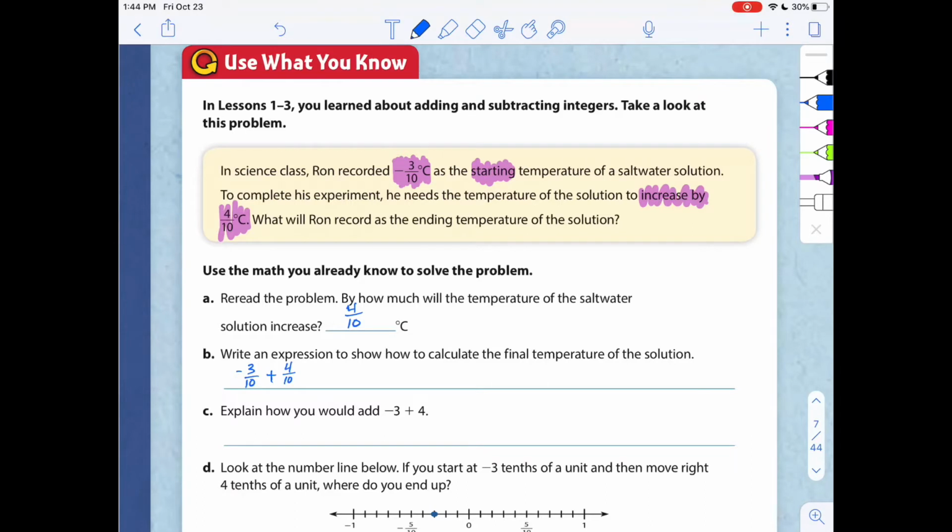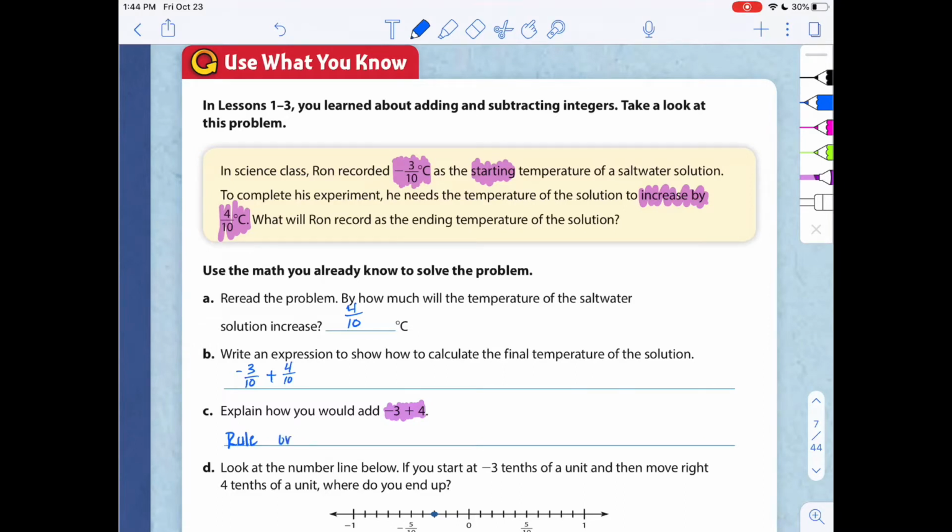Explain how you would add -3 plus 4. So remember, when we add -3 plus 4, this isn't our basic addition because the 3 is negative. So to add these, you would need to either use the rule, and remember that the rule states if your two signs are opposite, you're going to subtract and keep the sign of the bigger number. So in this case, 3 is negative and 4 is positive. So we would subtract 4 minus 3 and then keep the positive because 4 is the larger number.